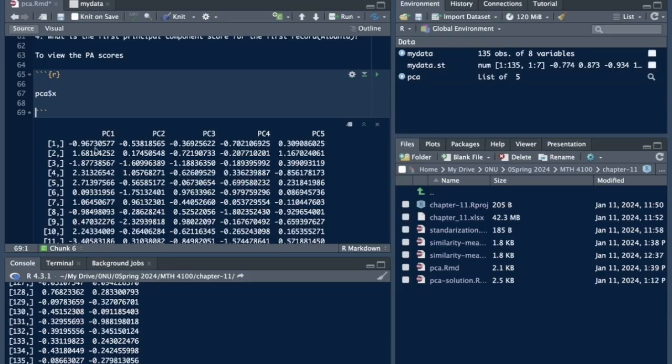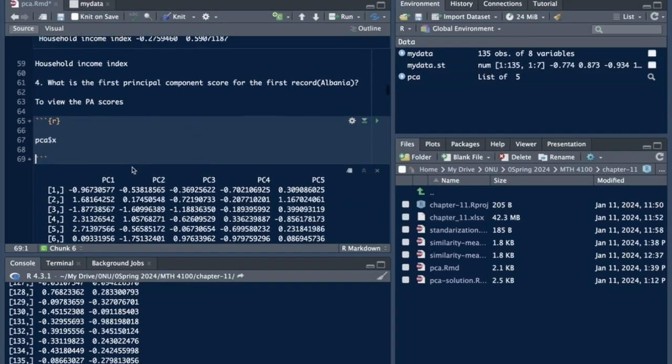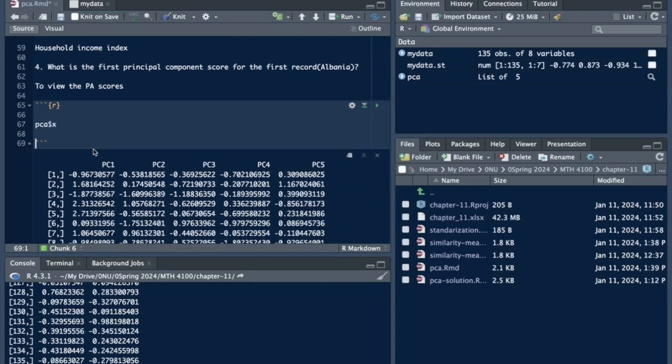And again, we calculated these by simply using this equation. Multiply this times this, plus this times this, plus this times this, etc. What are these values? They are the standardized values. We put them for each country, multiply them, you get the first score, and so on. So the question says Albania. Albania should be the first record, so the number is going to be negative 0.967. This is the principal component score for Albania.